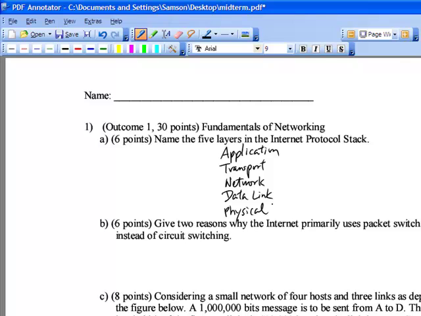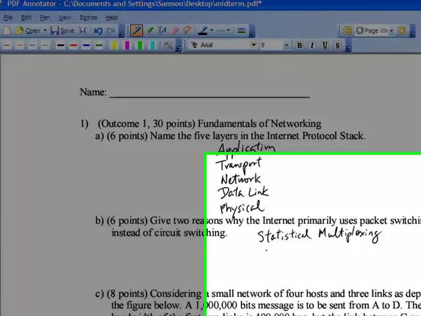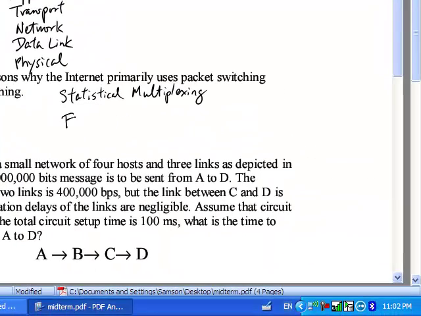Give two reasons why the Internet primarily uses packet switching instead of circuit switching. There are many reasons. Two of them are, well, packet switching supports statistical multiplexing, which allows more users and has a higher utility. And second is that unlike circuit switching, which requires a connection setup, packet switching doesn't require any connection setup, so it's faster.